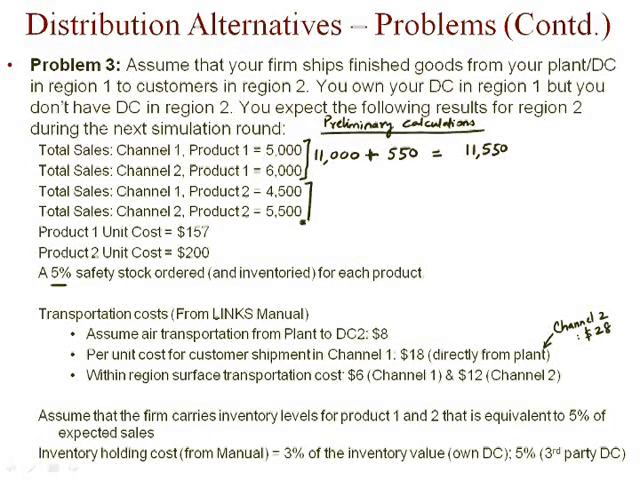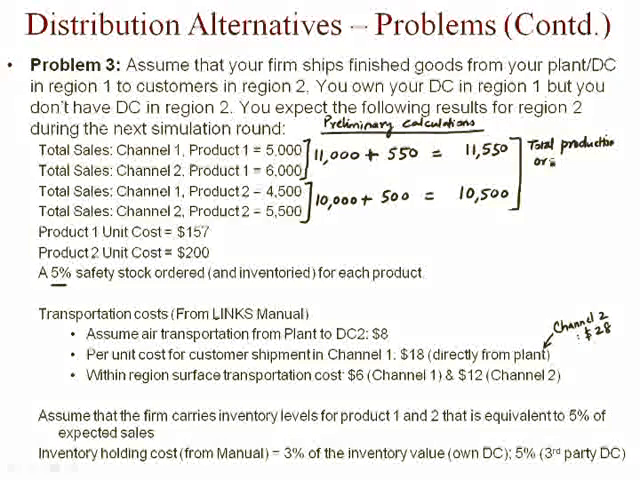For product 2 likewise, 4,500 plus 5,500, that means we need 10,000 units to be made plus the safety stock of 5%, which is 10,500. So these are the production orders for product 1 and product 2. So total production order should be 22,050. Just the sum of these two numbers.